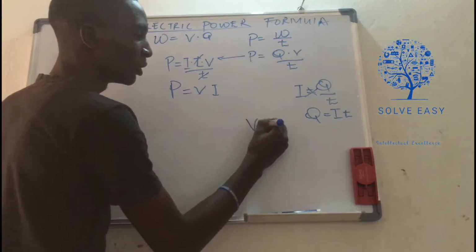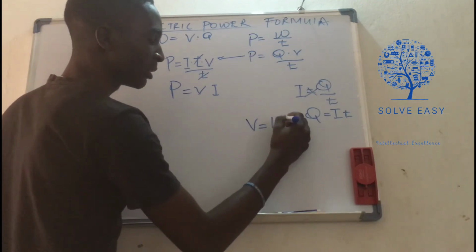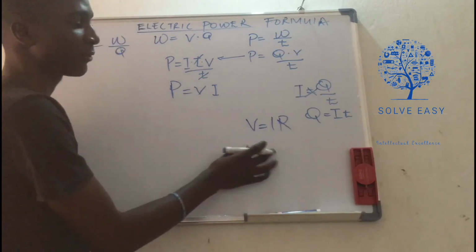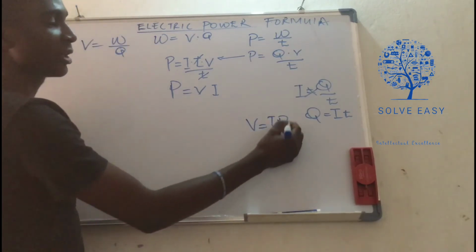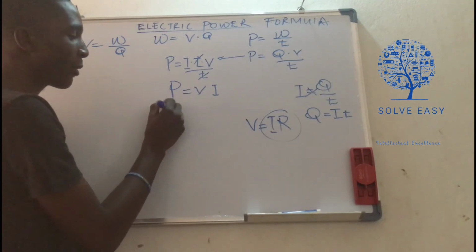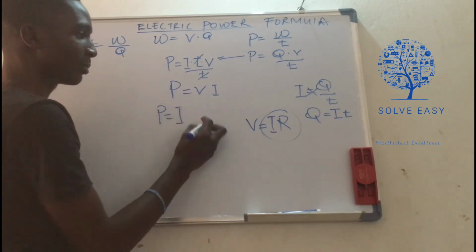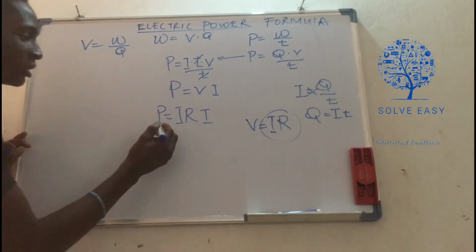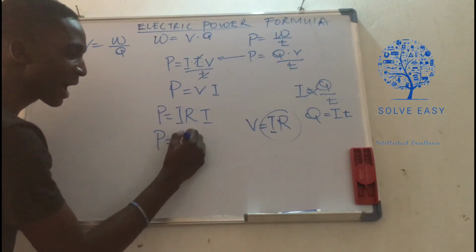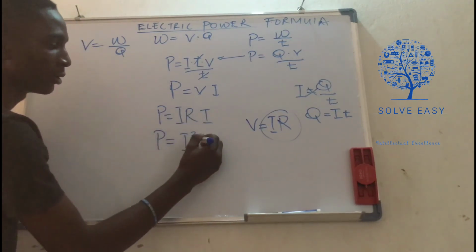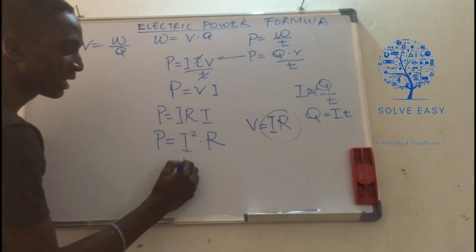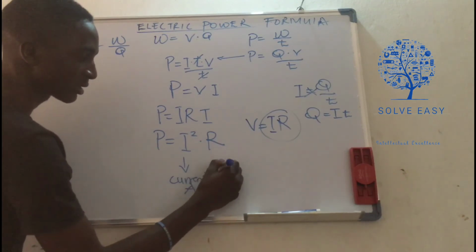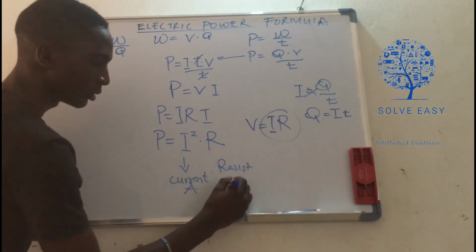Remember, Ohm's law states that the current is directly proportional to the potential difference and inversely proportional to the resistance. V equals IR. So we are going to replace this V here with IR. So power equals I multiplied by R multiplied by I. So the electric power formula is equal to I squared R, I multiplied by I multiplied by R, where I is our current in amperes and R is our resistance in ohms.